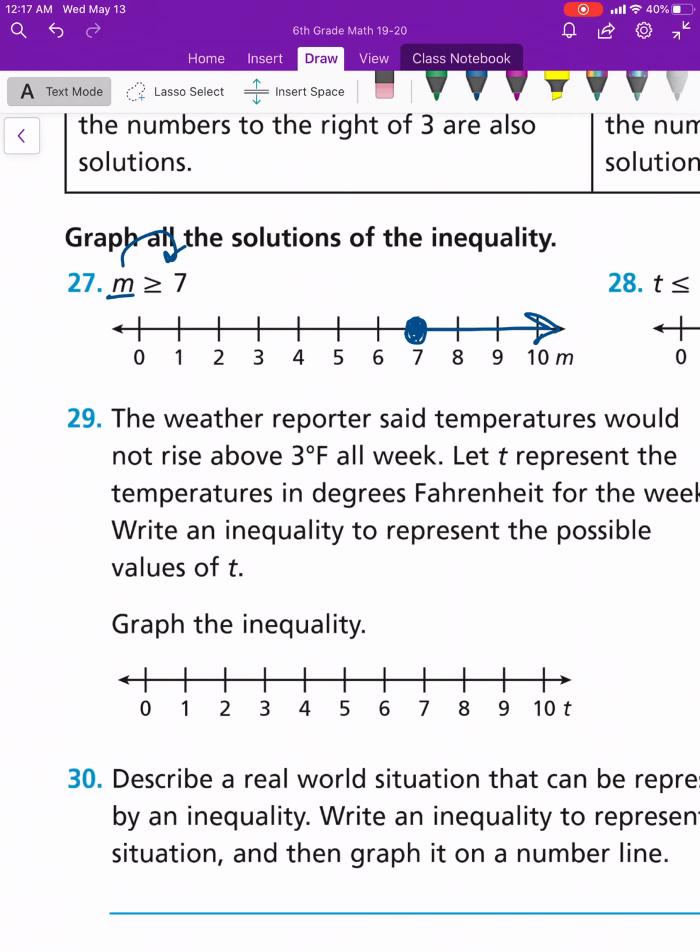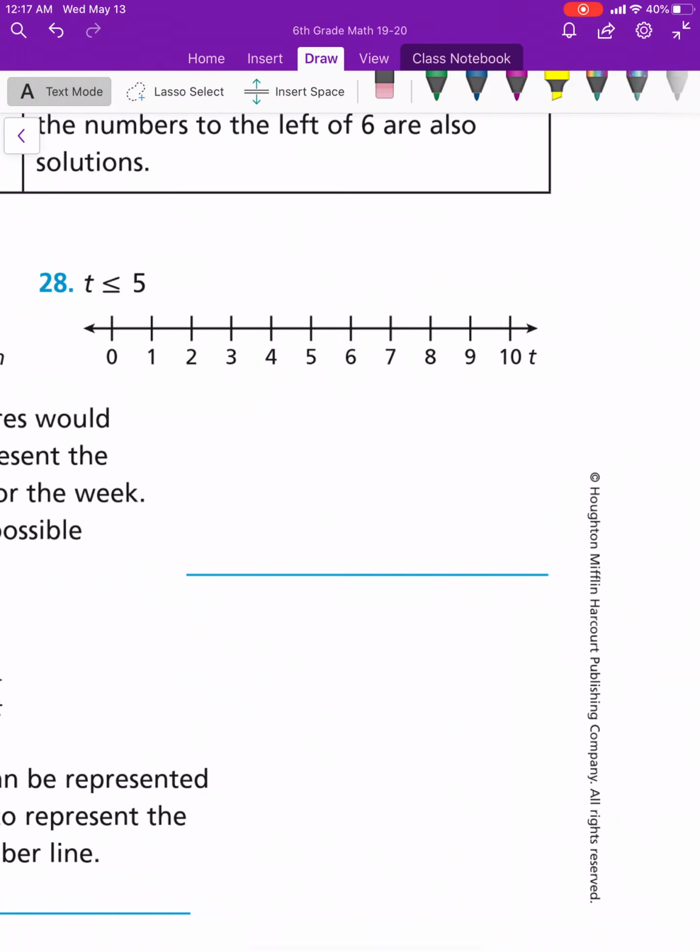Okay. Moving on. 28. T is less than or equal to 5. So I'm going to find 5 and color that in because it can be equal to that. And it's going to go less than, right? It's all of the numbers that are less than 5. It literally goes down all the way below. It can even go below 0. It can go to negative 1.4 million. That's totally fine. It's a number that is less than 5, right? Okay. Oops, I didn't mean to get rid of the whole arrow, but here we go.